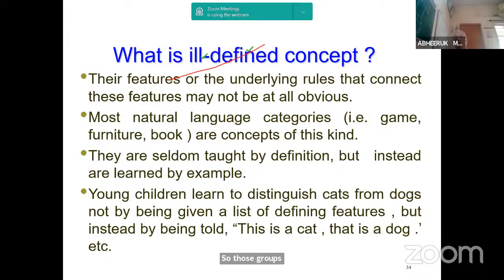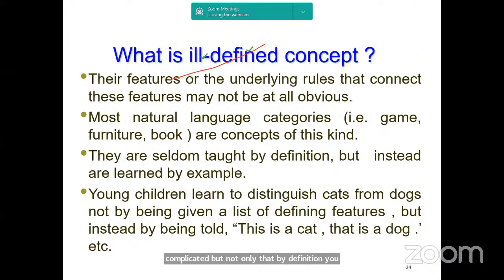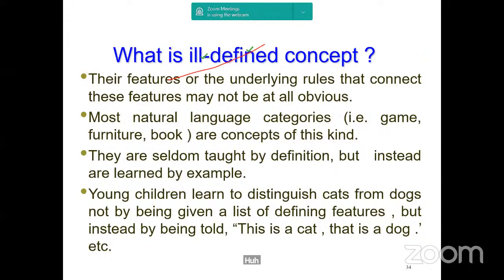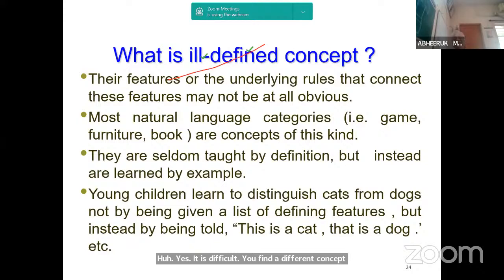Predefined knowledge cannot judge these concepts, so we have to make them understand by practical means. Ill-defined concept means just by definition, it is not easy. Sometimes it may be impossible. Yes, sir. So that's why it is a very inefficient method to use this definition. They are seldom taught by definition, but instead they are learned by example.